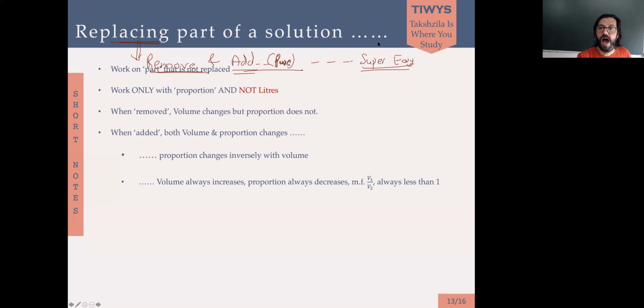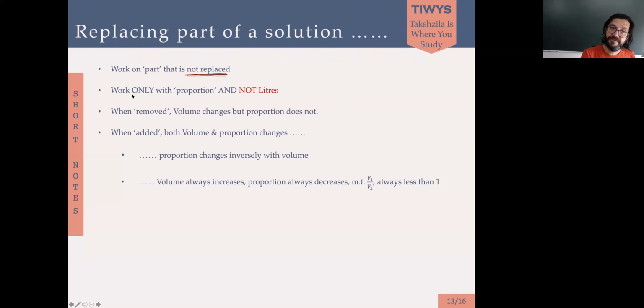So how do I think about it? Pay attention. I first work on the part that is not replaced. I can work on both proportion and liters, but I will work only on proportion. I have built skill in this. So if liters is asked, I will still work on proportion, and later on I'll go to the liters. I cannot probably explain everything here, but I can definitely highlight what I'm doing.